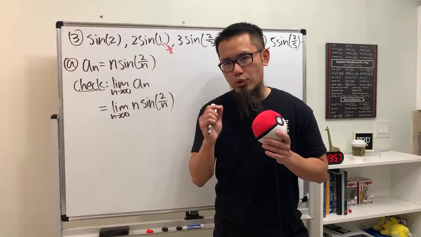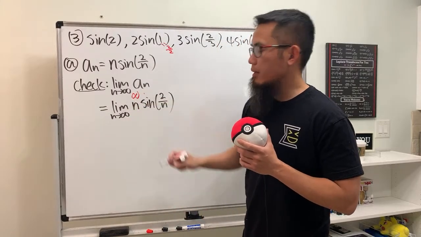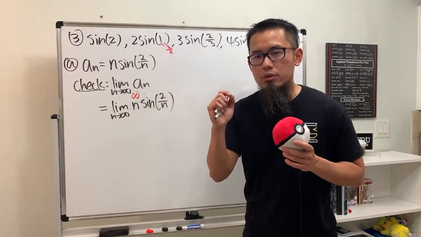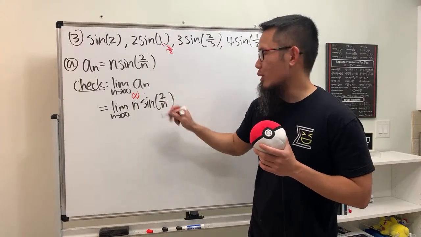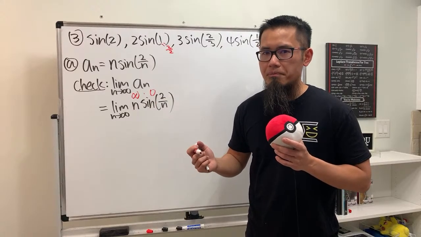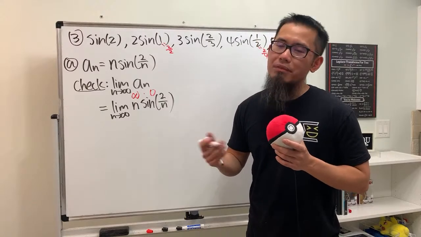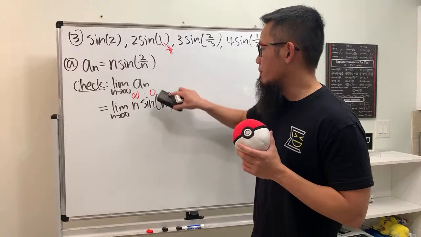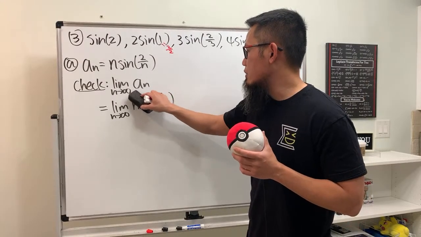Now we have a small trouble, because if you put infinity to here, we get infinity. And if you put infinity to here, 2 over infinity is 0. Sine of 0 is 0. So this is actually an infinity times 0 situation. But you know what? We have secret weapons. Remember, I told you guys already, we love to use the secret weapon. And this is one of the secret weapons that's going to help us out in this situation.